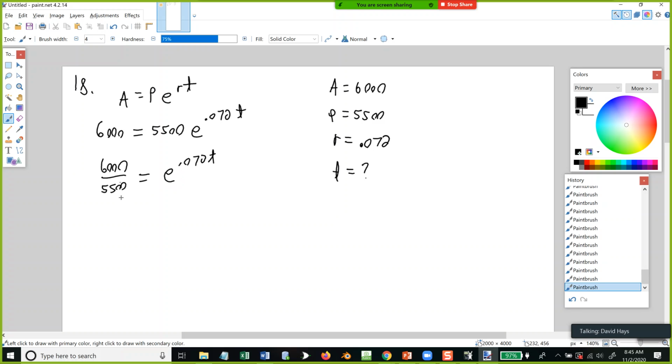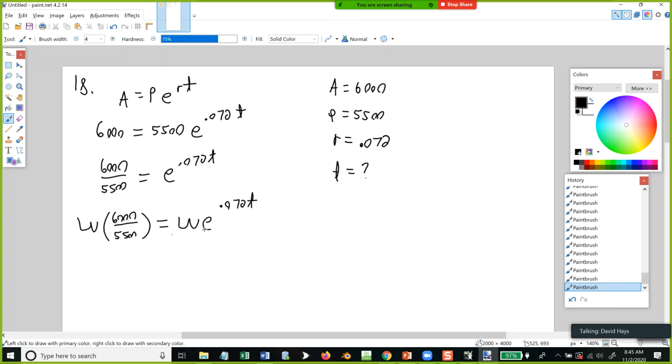I can simplify that on the right side if I want, but it isn't necessary because we're going to plug it in the calculator eventually anyway. Take natural log of both sides. So I got natural log 6,000 over 5,500 equals natural log of e to the 0.072t.